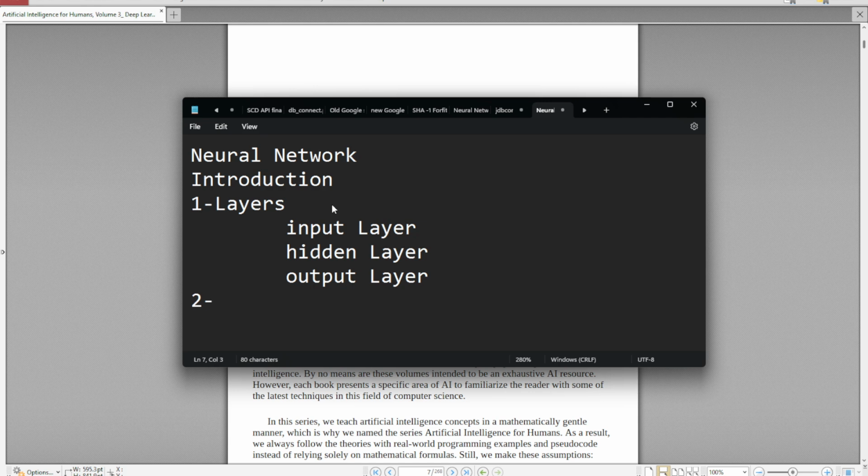Now number two. We cannot go further with this, as it's just an introduction. I will tell you about the weighted connection. And number three is the activation function.